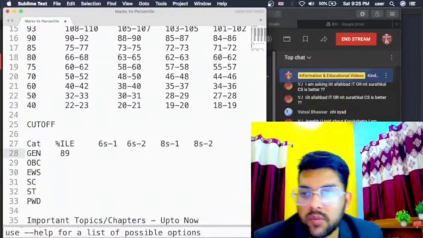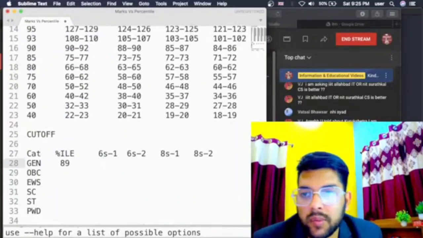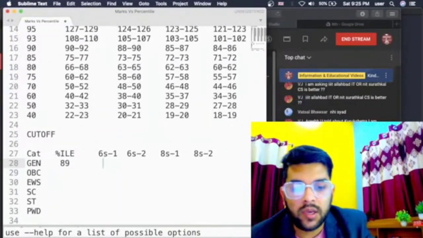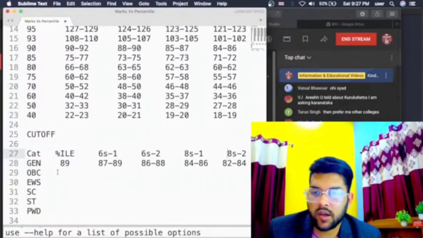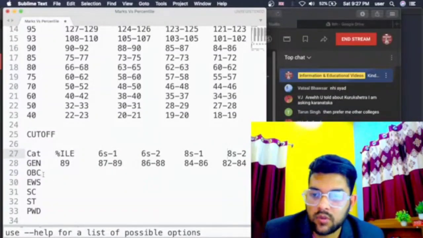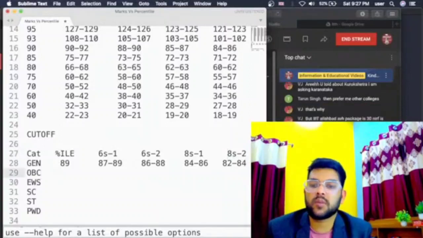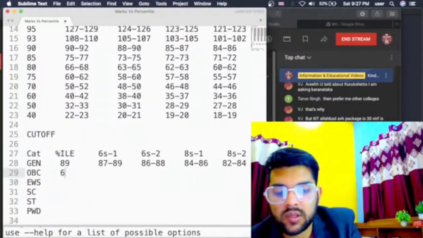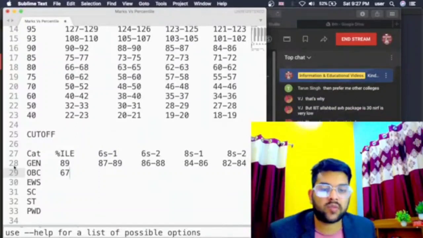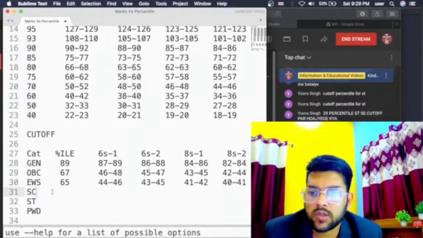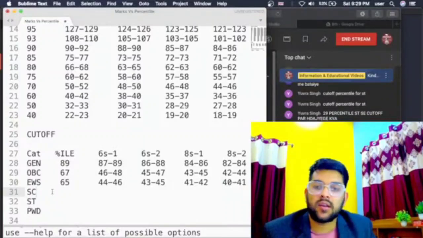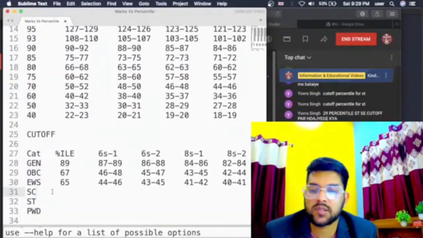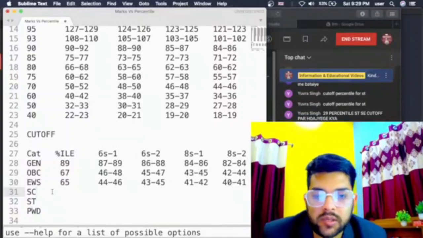So 6-1, if you ask, then it will be around 90 marks, that is 87 to 89 to be precise. This is for general. Now I will write for the OBC. For OBC, the percentile will be around 67. It can be 67.5, 66.5 also possible. Okay, so this was about the EWS cutoff percentile and the marks for each shift: 6-1, 6-2, 8-1, 8-2.